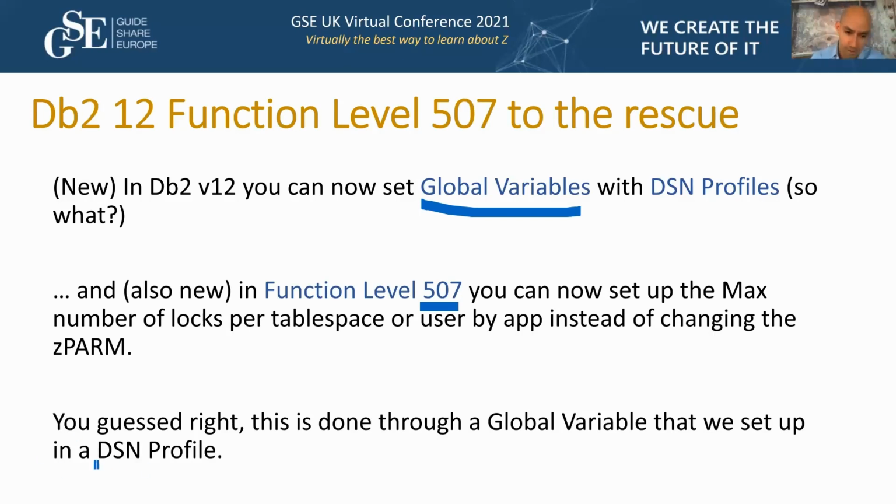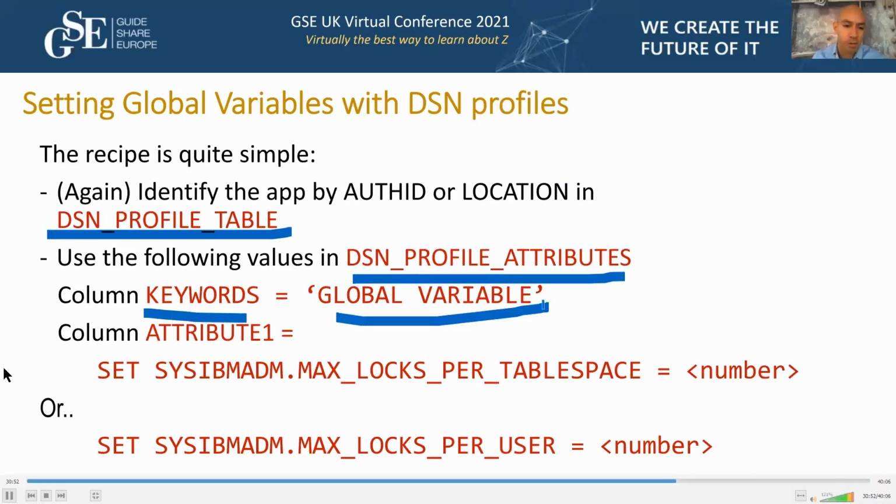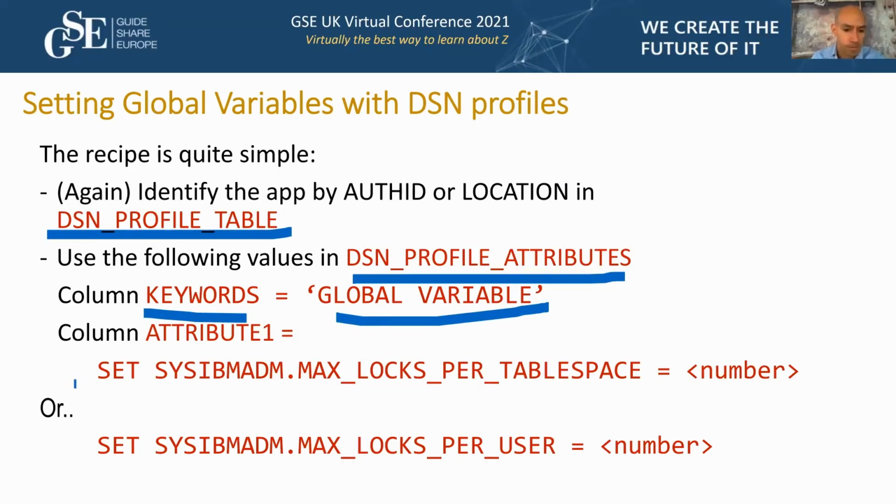So go to your profile, define it, then go to profile attributes. In the column keywords, you will say global variable. And in this case, you will have two flavors. One of them is going to be for table space, maximum number of locks. And the other flavor is going to be for the case of users. I am using the column attribute 1. Attribute 2 will be set to null value. That's another case in which DSM profiles will save you time.